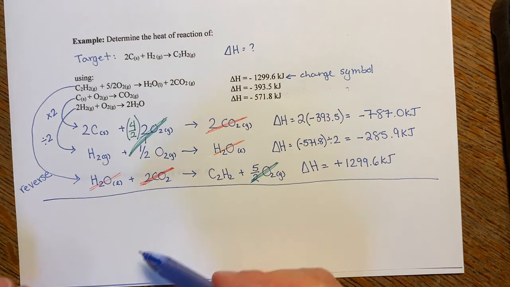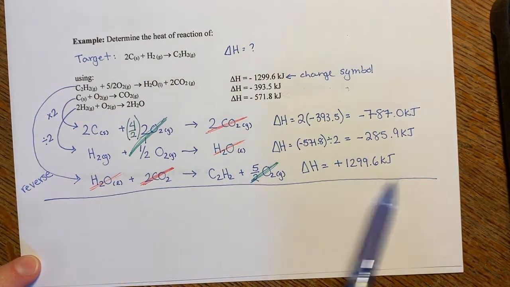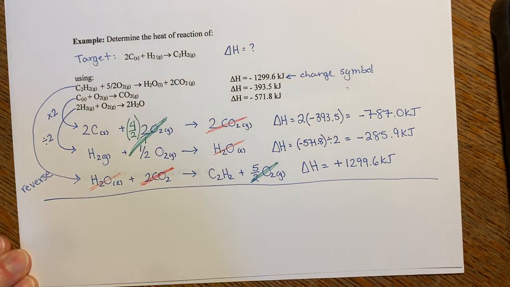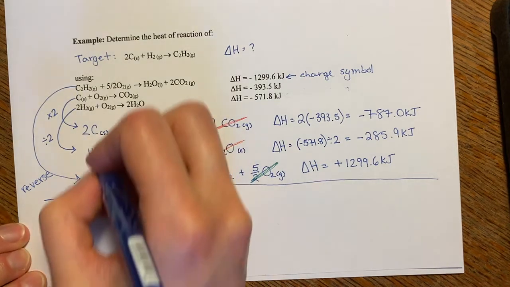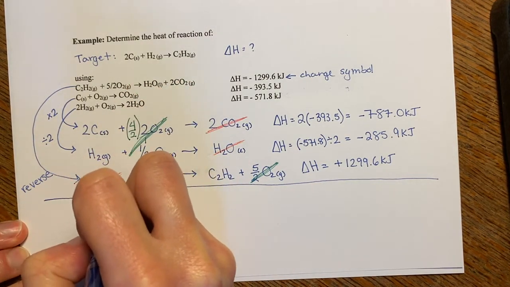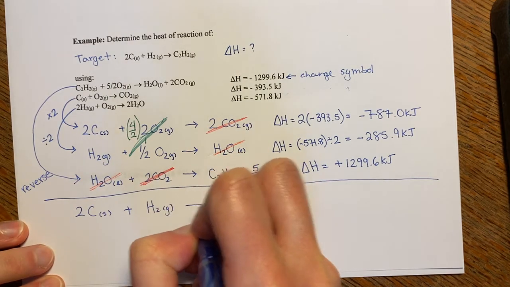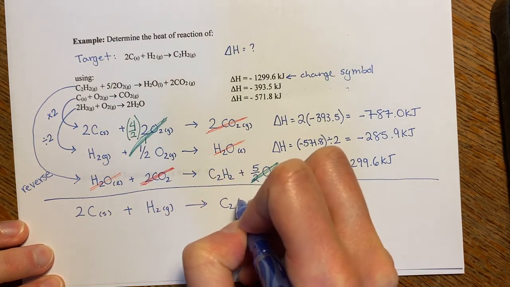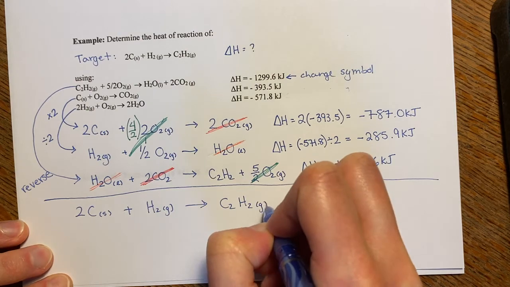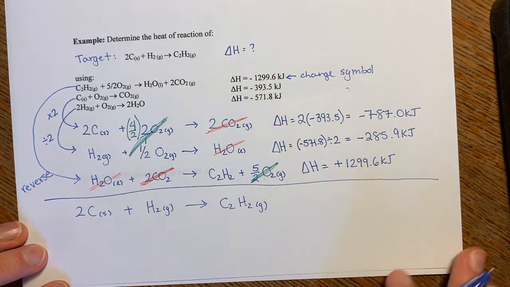Then we're going to carry down past this sort of line here only the stuff that has not been crossed out. So that's our 2C solid plus our hydrogen gas, and that's going to make our C2H2 gas. And everything else has been crossed off.